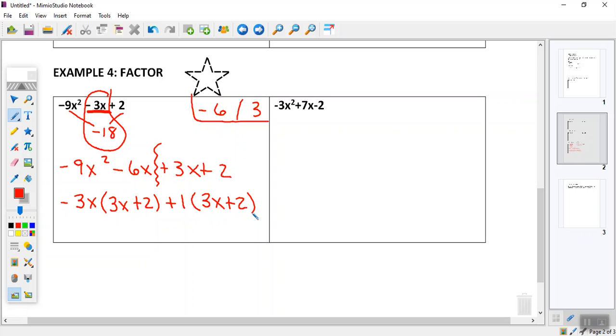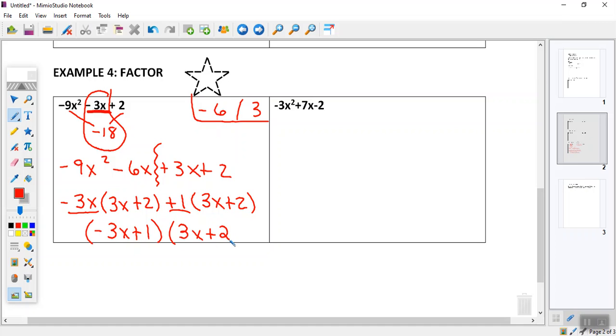So what we did is the parts that weren't in parentheses, we made them their own group. What part's not in parentheses? Isn't -3x not in parentheses, and 1 not in parentheses? So we would make that its own group. So this is going to factor into -3x plus 1 times 3x plus 2.